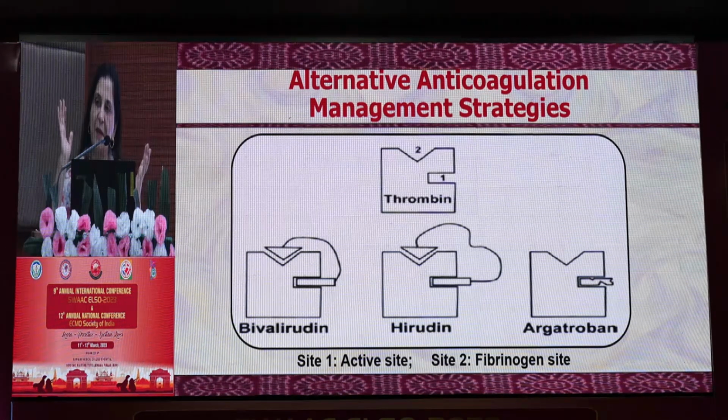When we talk of there being a thrombin storm and bringing about bleeding, thrombin has two sites where it acts. Thrombin, or factor 2 as it is called, is inhibited by most of these 10A factors and the direct thrombin inhibitors like hirudin, bivalirudin, and argatroban. It has an active site, which is site 1 or the free site, and a bound site or the fibrinogen site, which is site 2. Most of the drugs like bivalirudin and hirudin bind to both the sites, and that's why they are very good heparin alternatives.